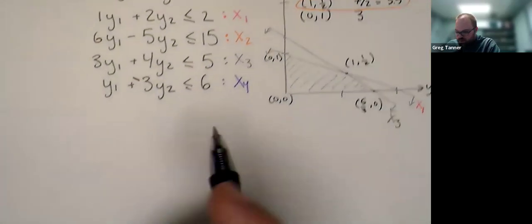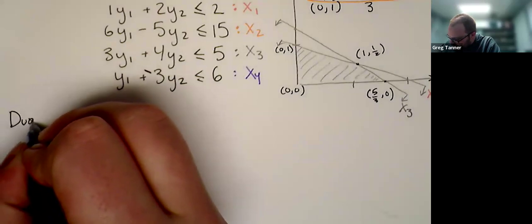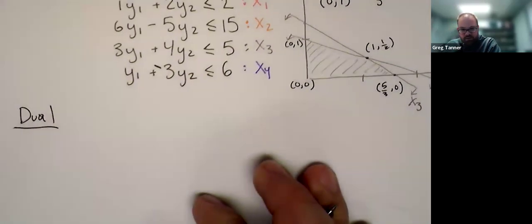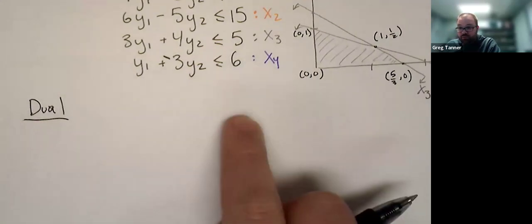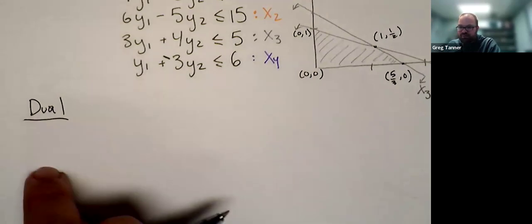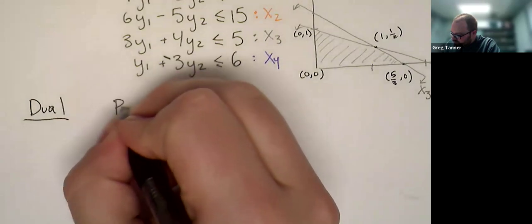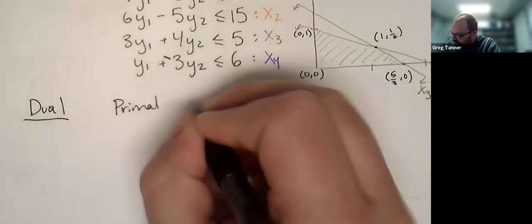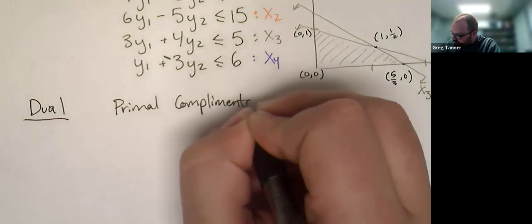So here, I'll go ahead and write down dual. Because this time we got information from the dual and we're going to move towards the primal, whereas in the last example with Geppetto, we had the information from the primal and we were moving towards the dual. So here now we'll look for a primal complementary solution.